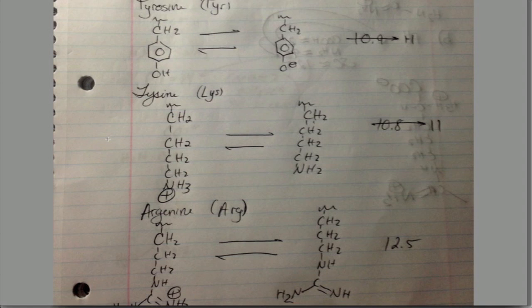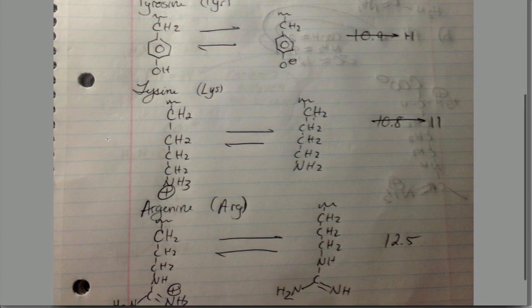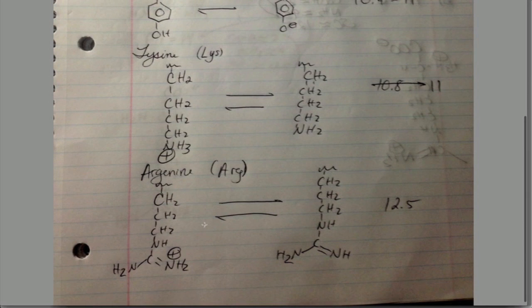What's the major form of lysine at physiological pH? Positive. So which of the four types of side chain does it have? Positive. That's right. Good. What's the major form for arginine? Positive. Good. So which of the four types of side chain is it? Positive. That's right.